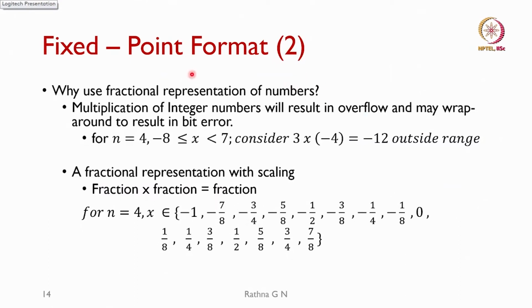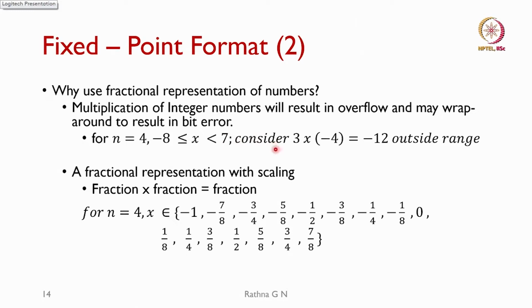So, coming to the next, what is the fixed point format? Why do we have to use the fractional representation of numbers? This is what we will see. All of us know that any multiplication of integer numbers can result in overflow and may wrap around, resulting in bit error. So, hold on for a while, we will see how it can happen. For n equal to 4, x can be represented between minus 8 and 7.